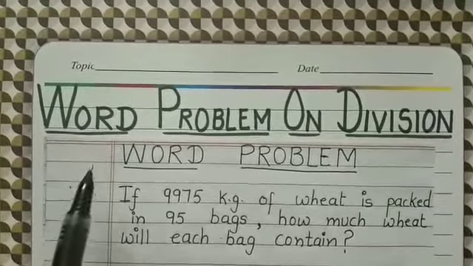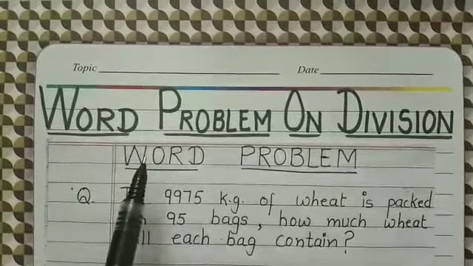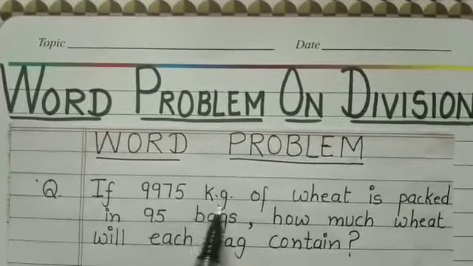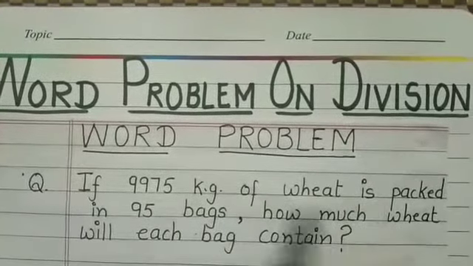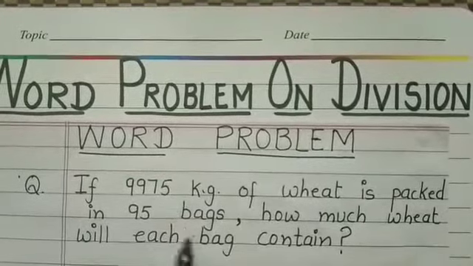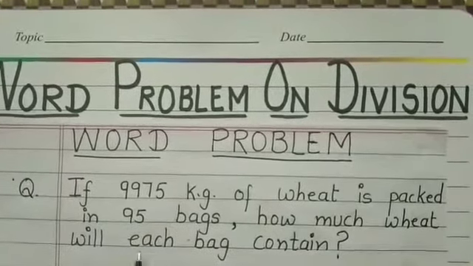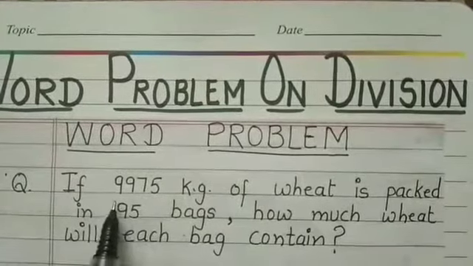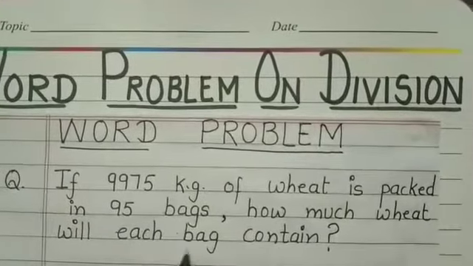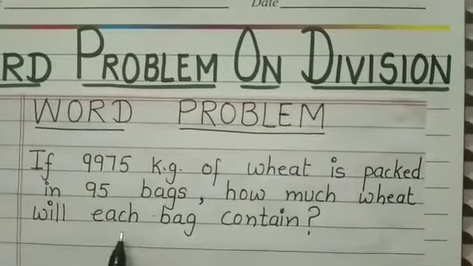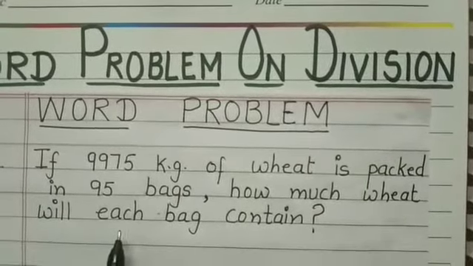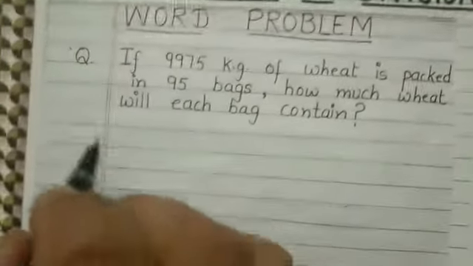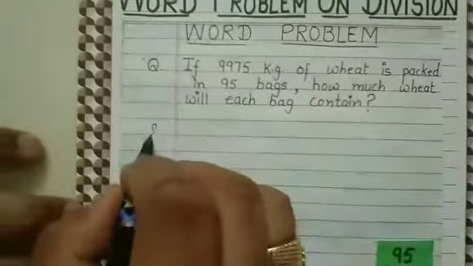Now I am going to solve a word problem sum on division. If 9975 kilogram of wheat is packed in 95 bags, how much wheat will each bag contain? In this question, information about the total is given and we have to find information about one item. So we have to divide here. First of all, write the statement. Solution.